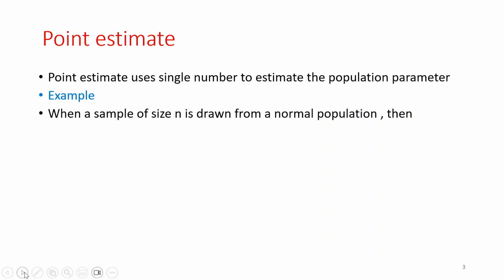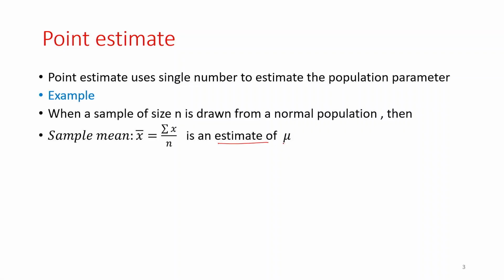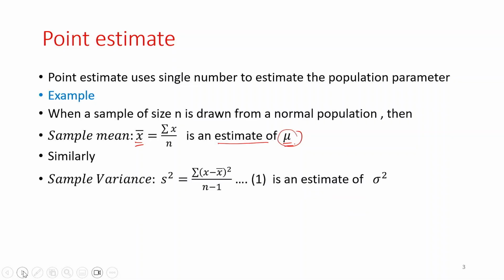Example, when a sample of size small n is drawn from a normal population, then the sample mean is what? We all know how to calculate the sample mean. It is sigma x by n. So that is an estimate of mu, which is the population mean. So sample mean is x bar and population mean is mu. So we want to estimate the population mean by the sample mean. So sample mean is one number and population mean will also be one number.